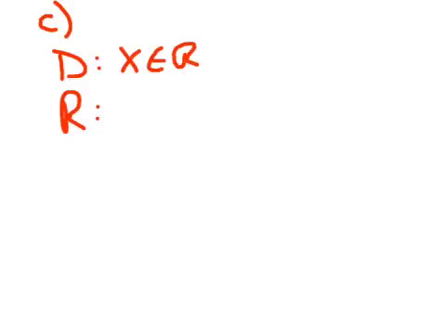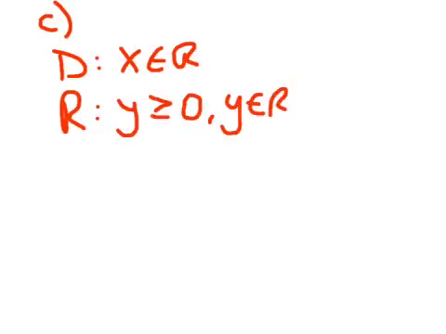X includes all real numbers, and y is greater than or equal to 0, and y includes all real numbers is the range. Because we're never going to cross the x-axis. We'll always be above, so y will always be greater than or equal to 0. Okay, and our graphs will always carry on left and right. So there is no really restrictions on the domain.